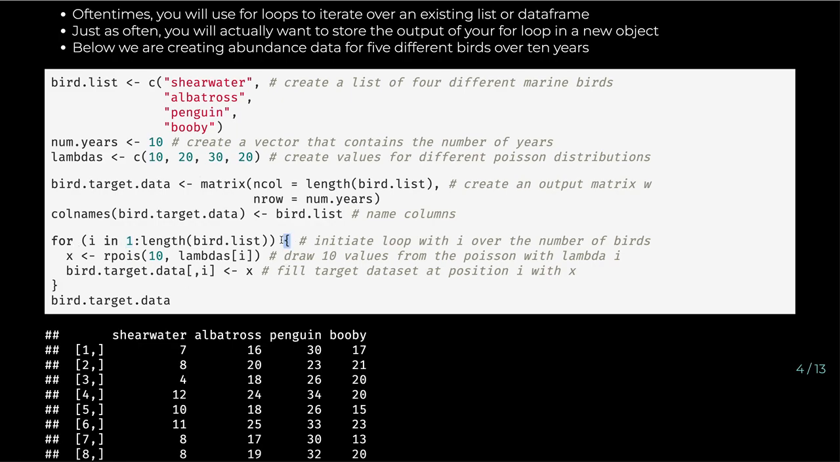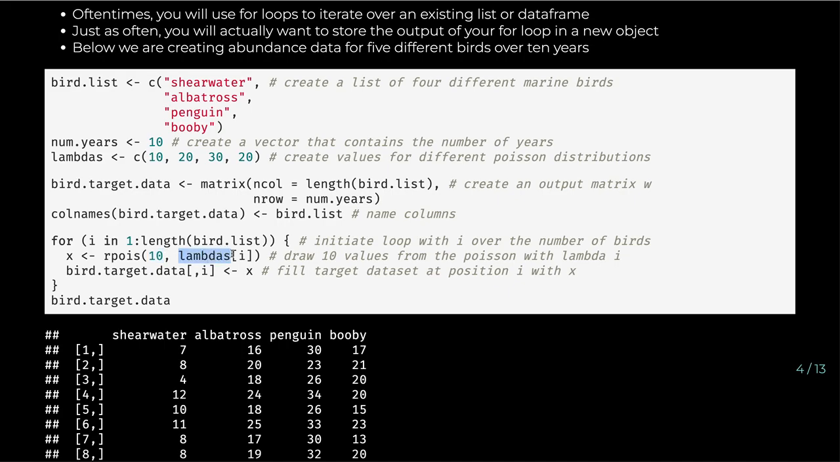Then I open the loop right here. These are the curly brackets. They close down here. So everything in here is in the loop and will be done 4 times. Then I'm creating within the loop an element called x, and x is a number of random integer values drawn from the Poisson distribution. It has 10 elements because I want 10 years. I could have set num.years here instead, but I just wrote it out to 10.